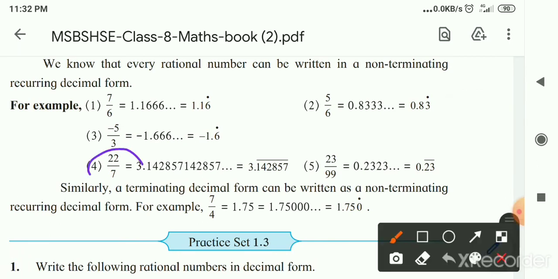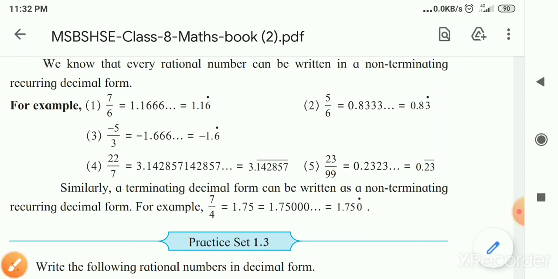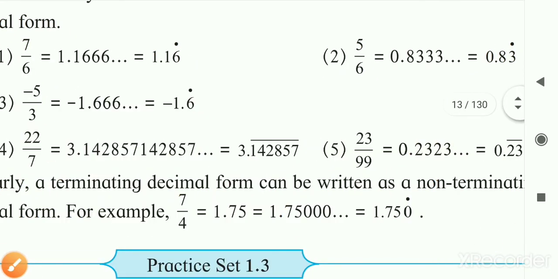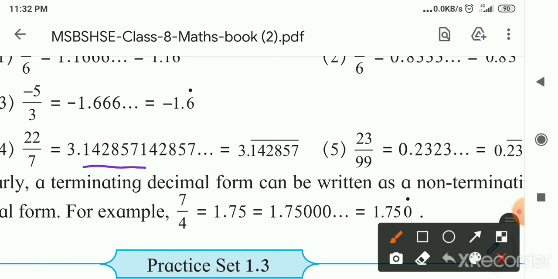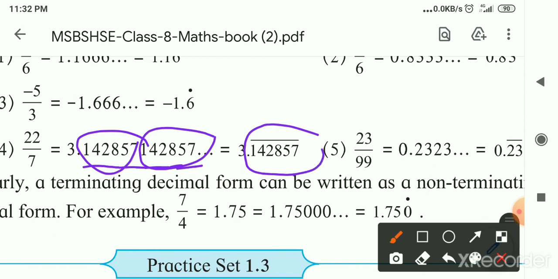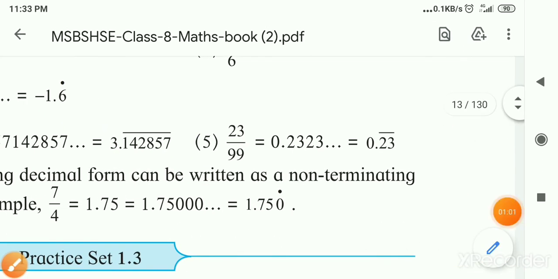If you divide 22 by 7, you will get 3.142857, 142857. You will notice that this group of numbers, 142857, is repeating, a whole group is repeating, and that's why we write 3.142857 with a bar on the numbers that are repeating. This line is called a bar. That means that group is repeating here.